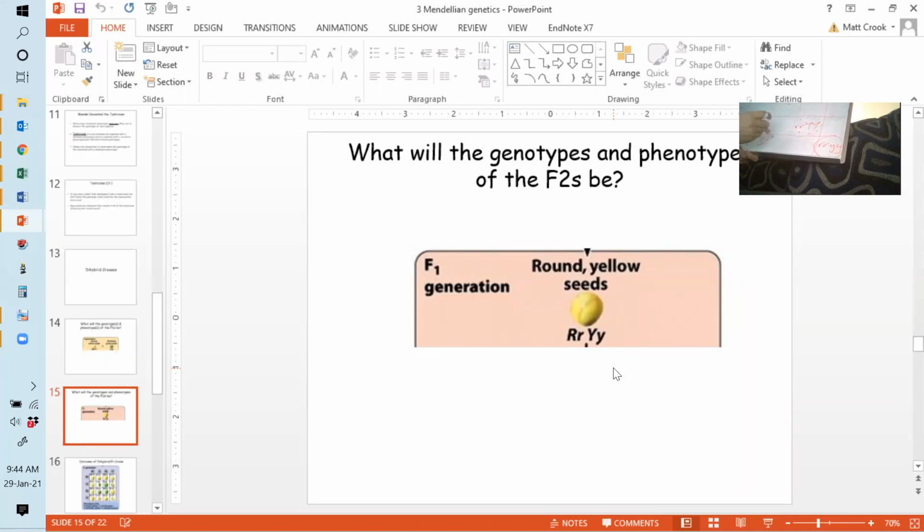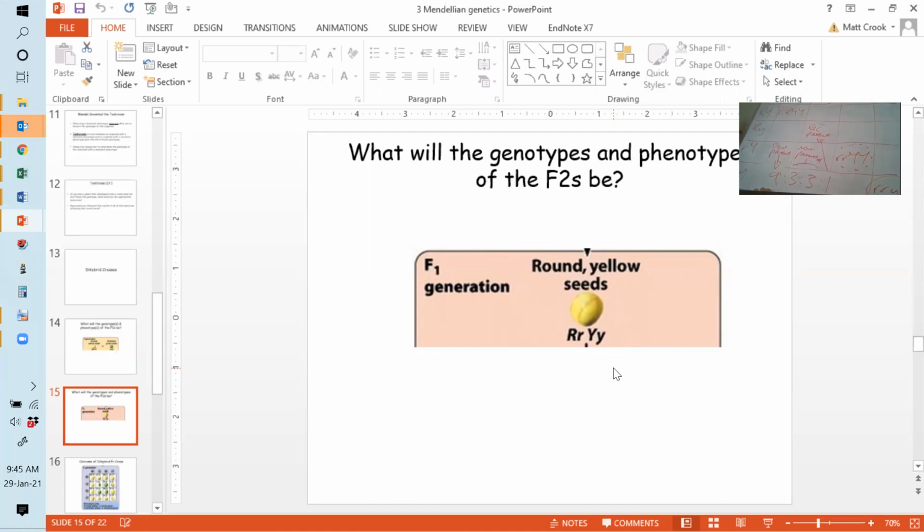our 9:3:3:1 ratio. We're going to get 9. So this is going to be the dominant parent, right? This one is going to be the recessive parent. And these 2 are going to be non-parental, right? Because those will have a phenotype.